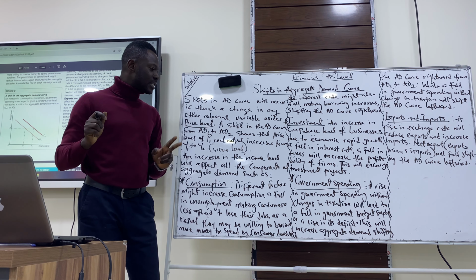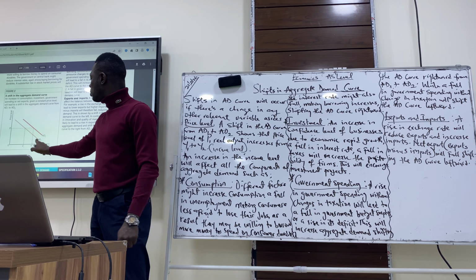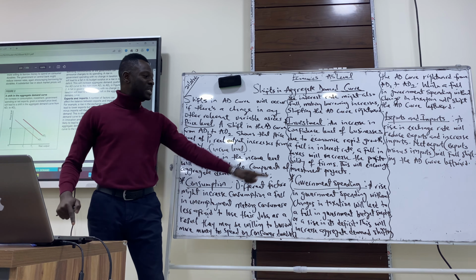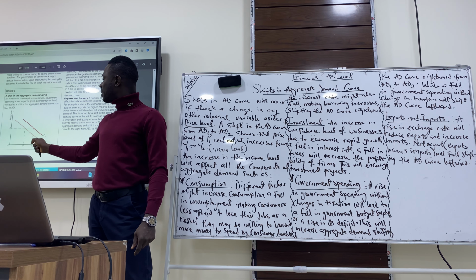So if these two things happen, it will increase the aggregate demand curve, shifting it rightward from AD1 to AD2. Because an increase in government spending means government could subsidize, making the price of goods and services fall, increasing consumer spending within the economy, increasing investment within the economy. So the aggregate demand curve will shift rightward from AD1 to AD2.